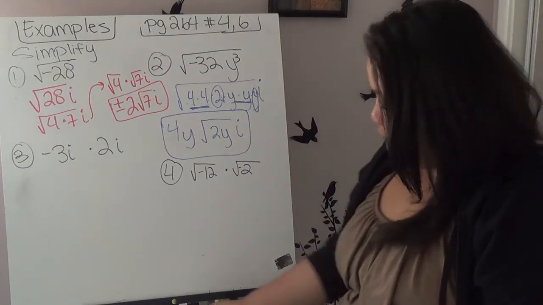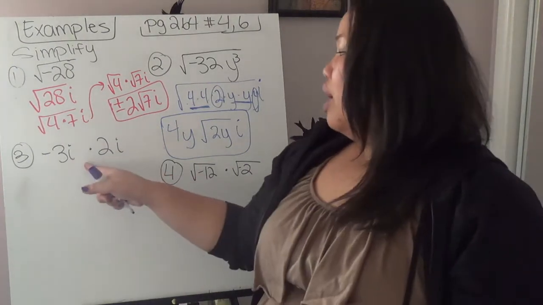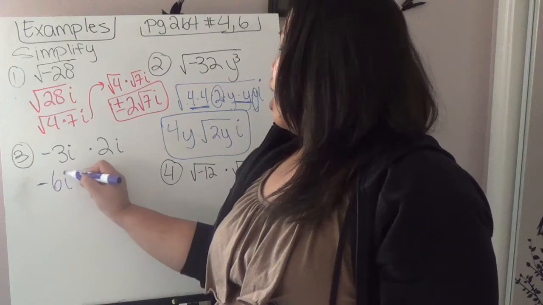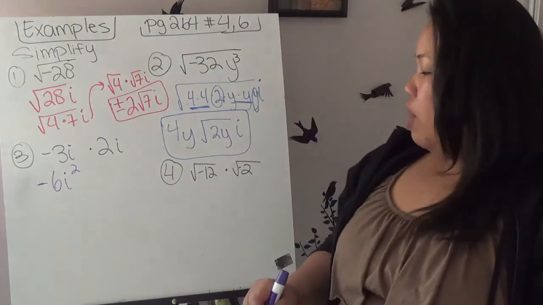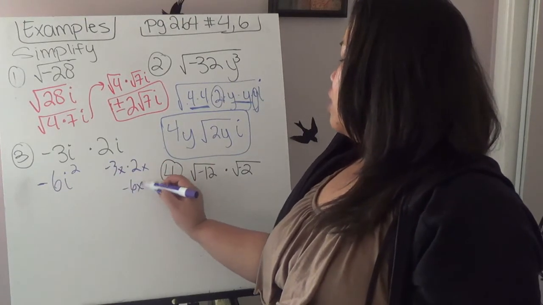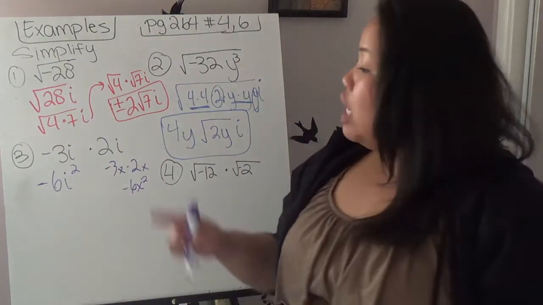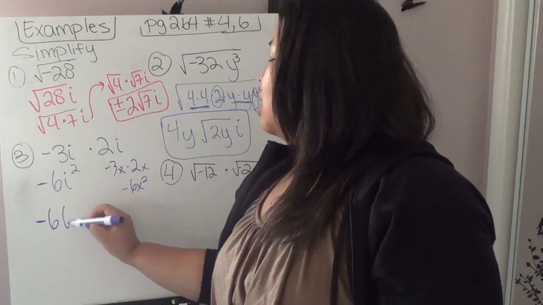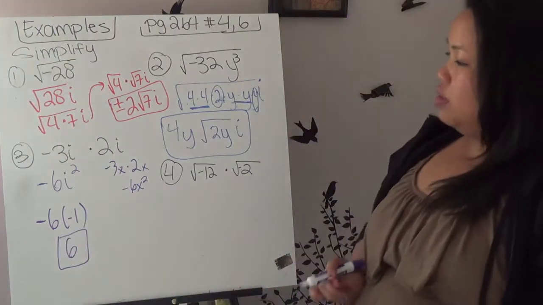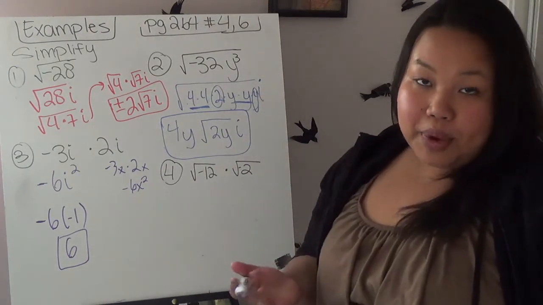My next one is dealing with i's. Now with i's, I just treat them kind of like x's, how I multiply and divide them. So I have negative 3i times 2i gives me negative 6i squared, because i times i is i squared. It'd be the same thing if I did negative 3x times 2x. I'd still get negative 6x squared. So it's very similar, except this i squared, if you remember from the properties, equals negative 1. So it's the same thing as saying negative 6 times negative 1, which would be positive 6. And that's my answer, because a negative and a negative make a positive.